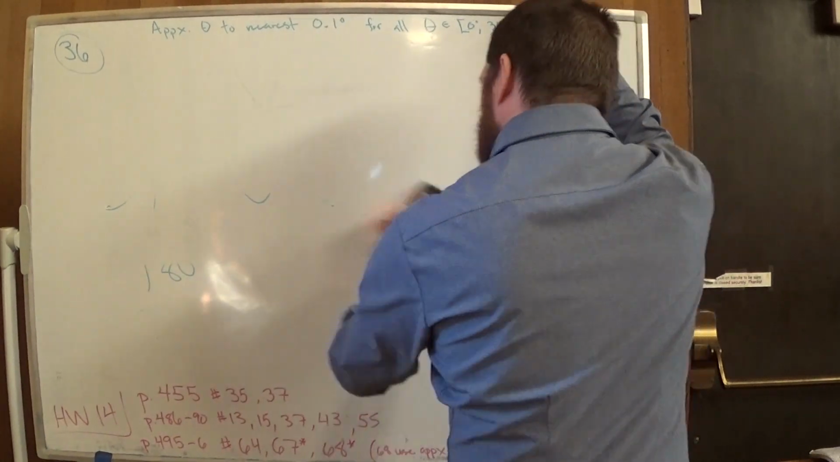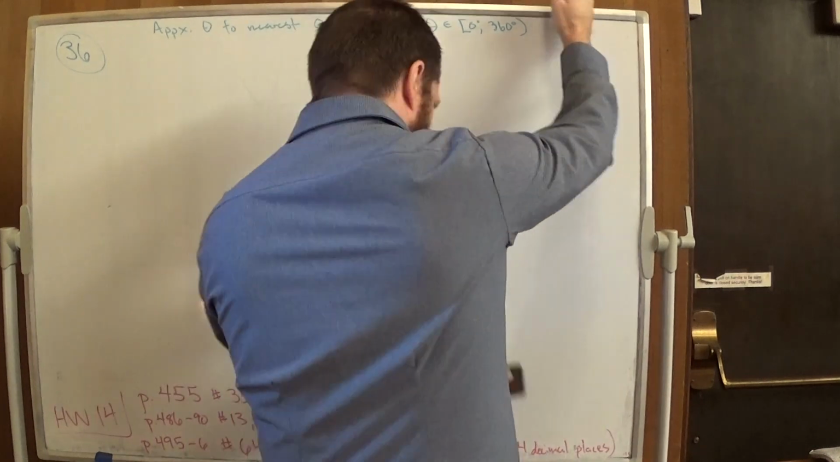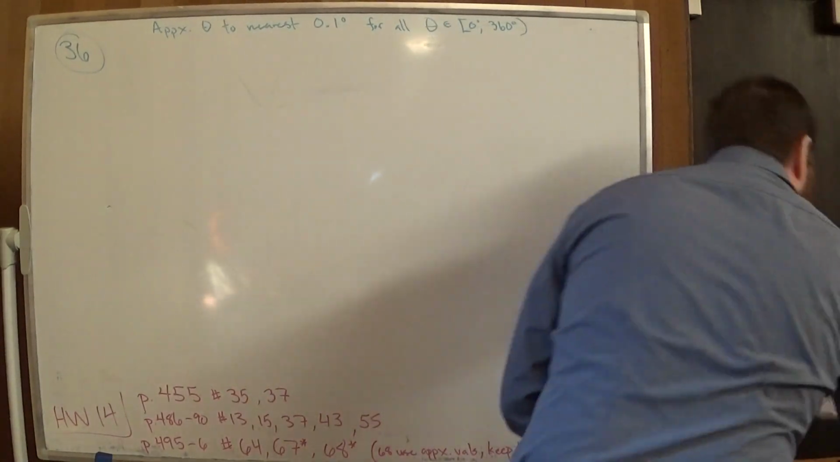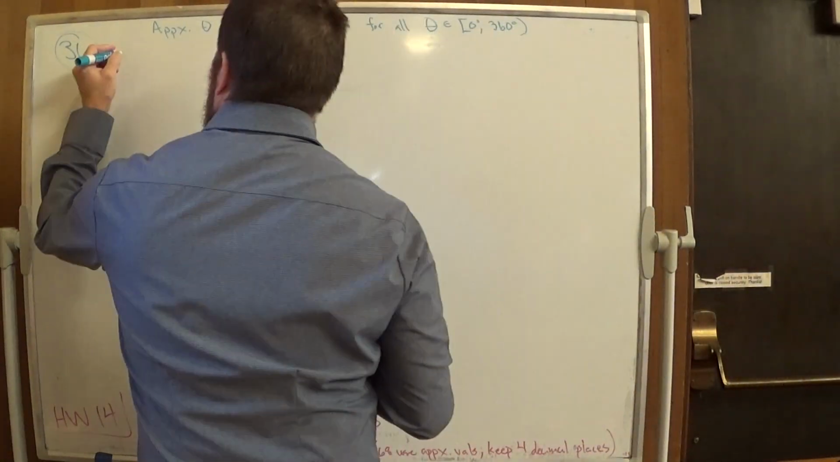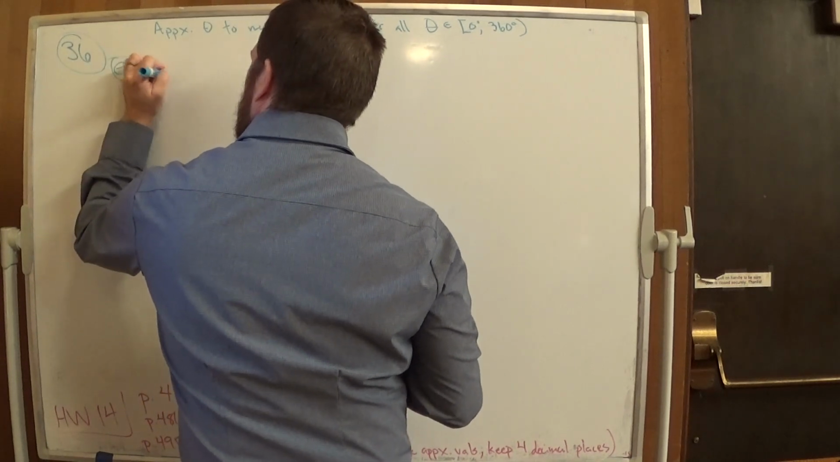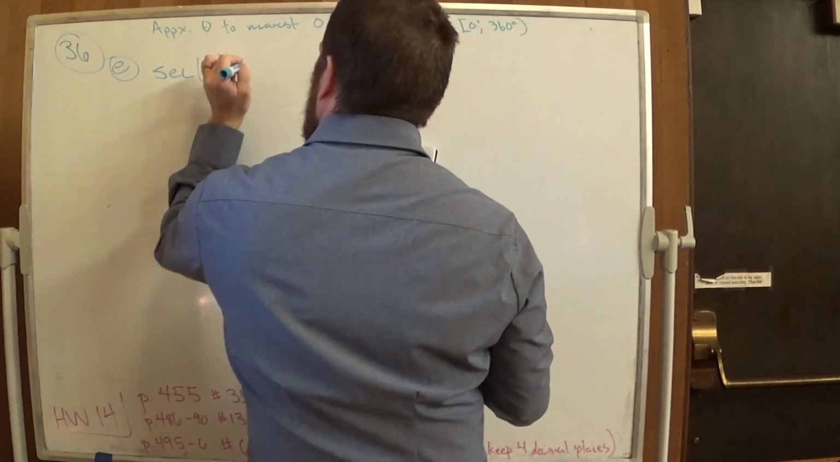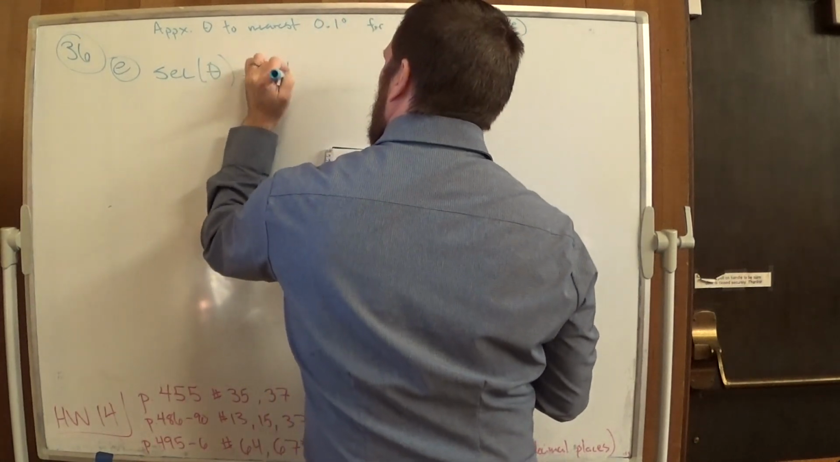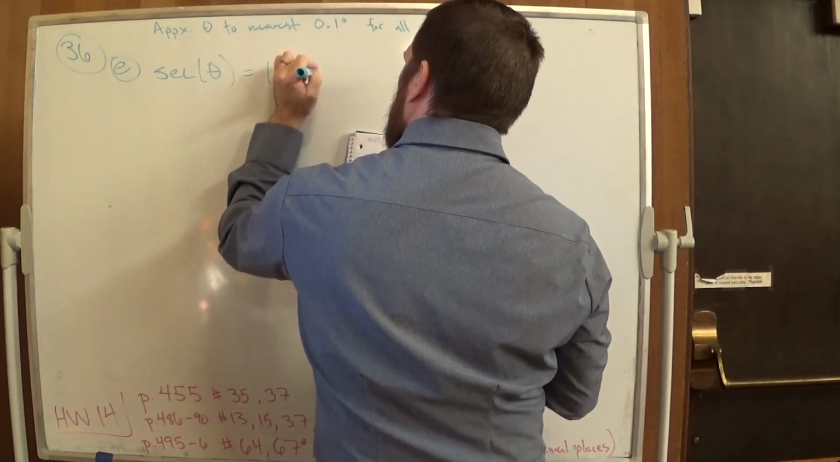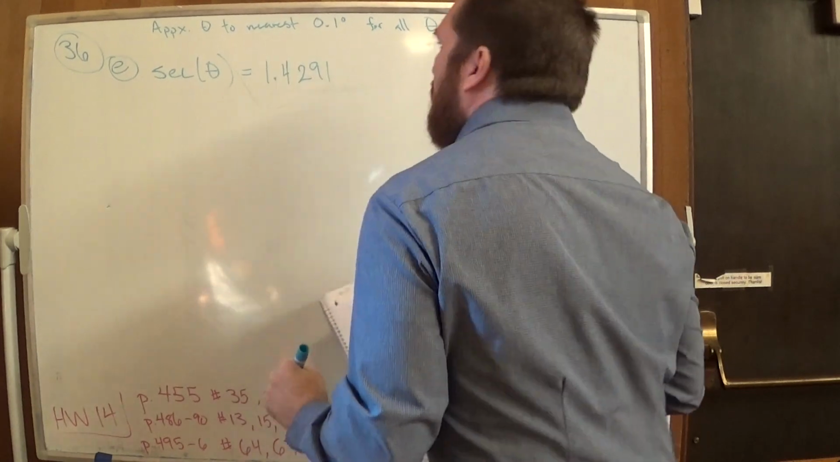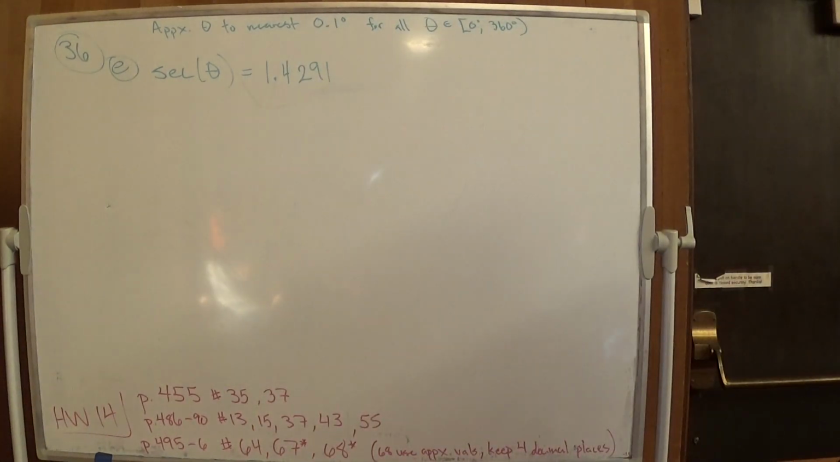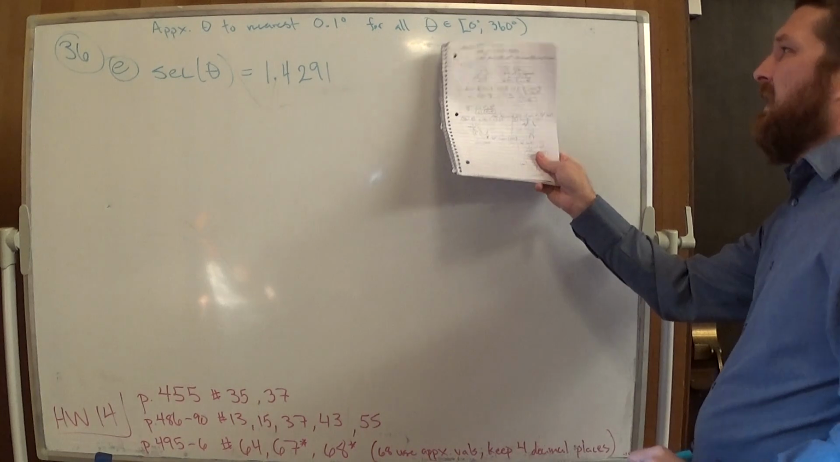Still 36. I think this is E. This one's a little bit more involved. This one is E, and it's secant theta is equal to 1.4291. We want to approximate theta to the nearest, blah, blah, blah, for all of those in that interval.